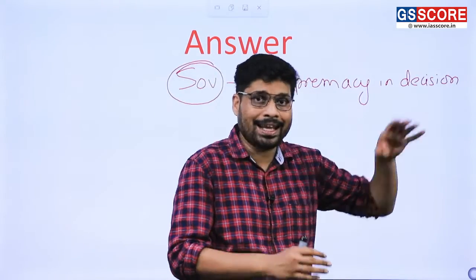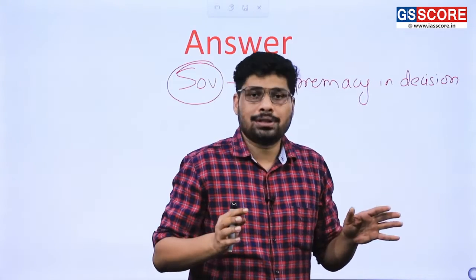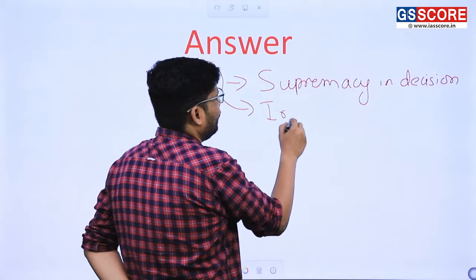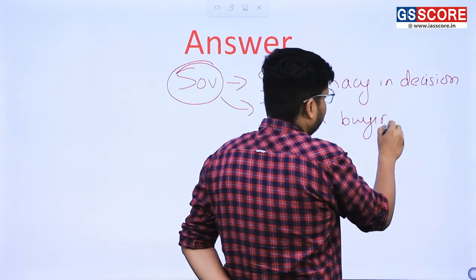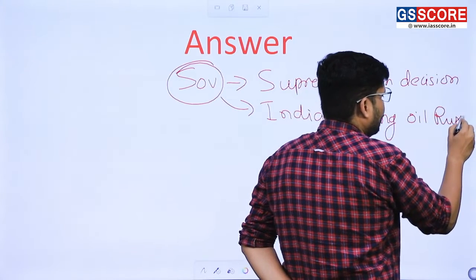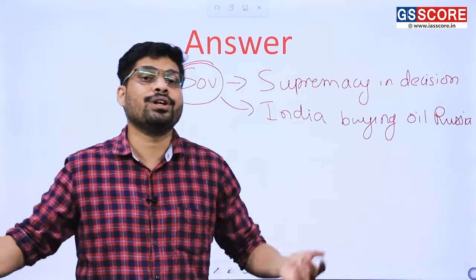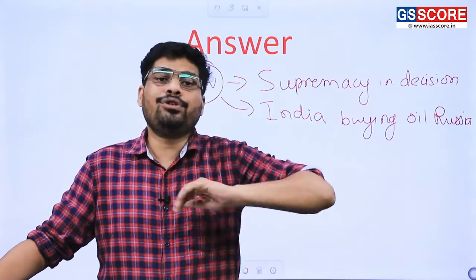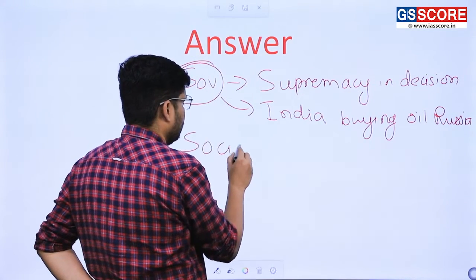Then showcase an example from contemporary times to prove this. What I will do is, I will use the example of India buying oil from Russia, even if this was considered to be against what the US wanted us to do. Alright. Then I will come to the next concept. I will talk about socialist.